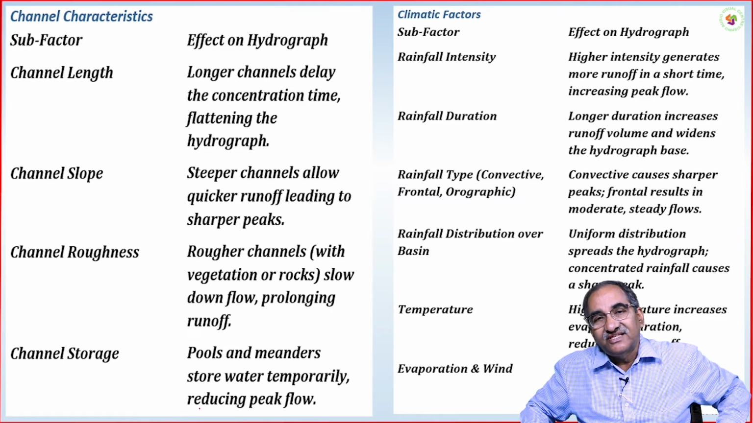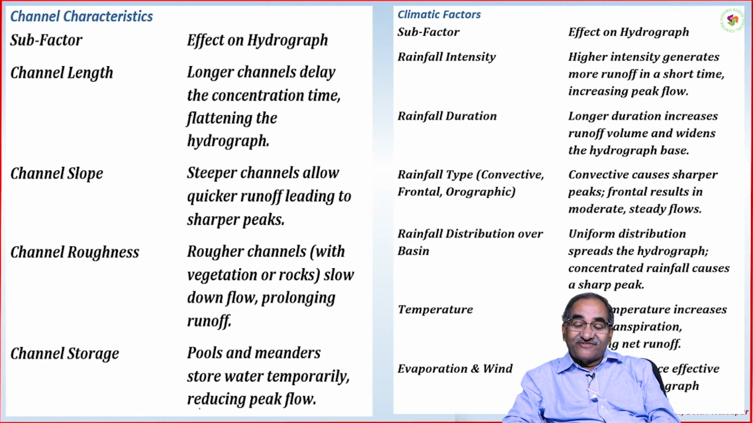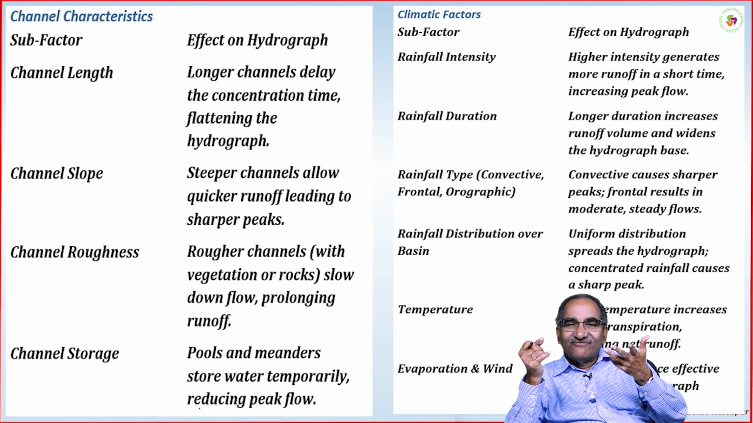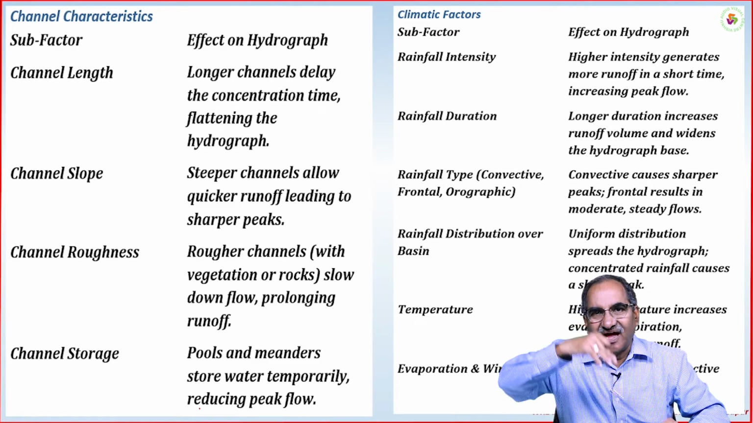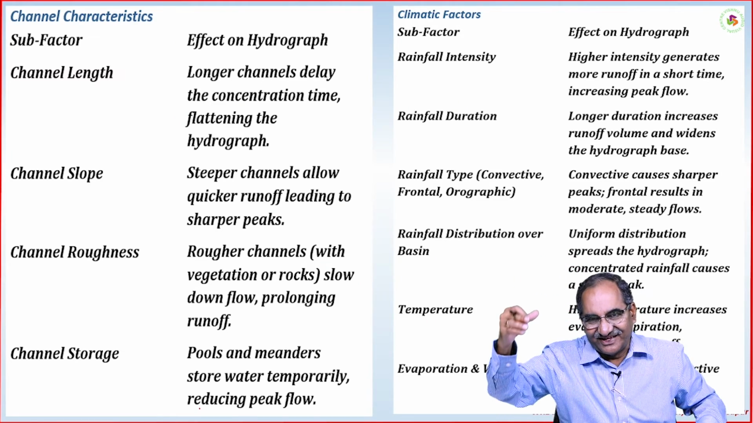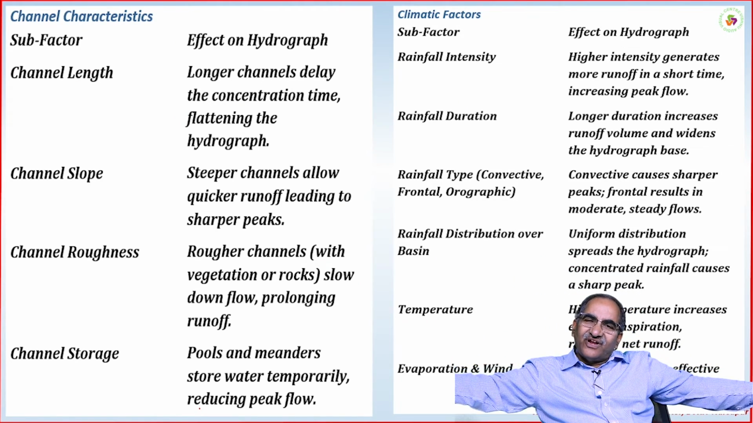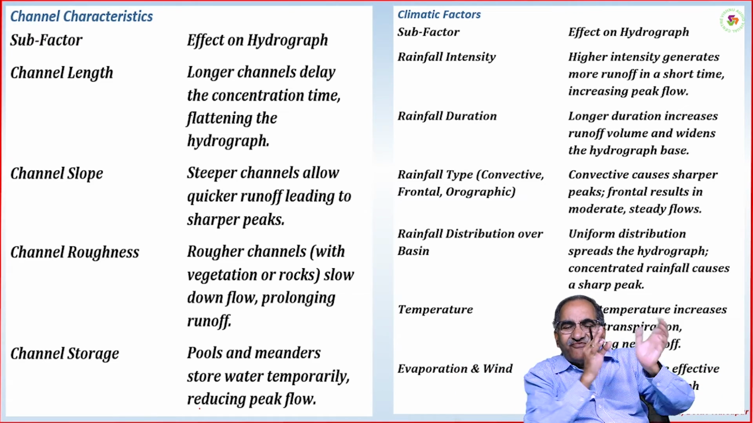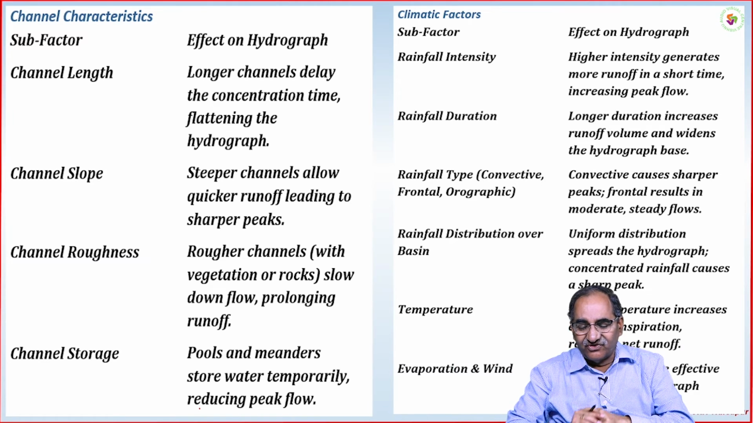And the last one is climatic factors. What are the main climatic factors? Rainfall intensity: the more the intensity, the more the runoff. The more the runoff, the hydrograph will have its peak and a rising limb. Whereas for rainfall duration, the longer the duration, the lesser the runoff. So all factors affecting runoff affect the hydrograph. That's how you should remember.